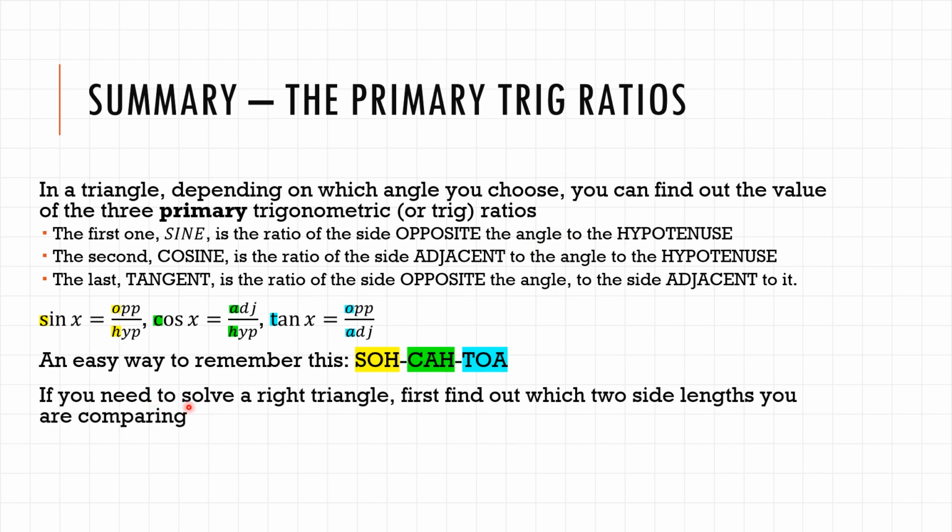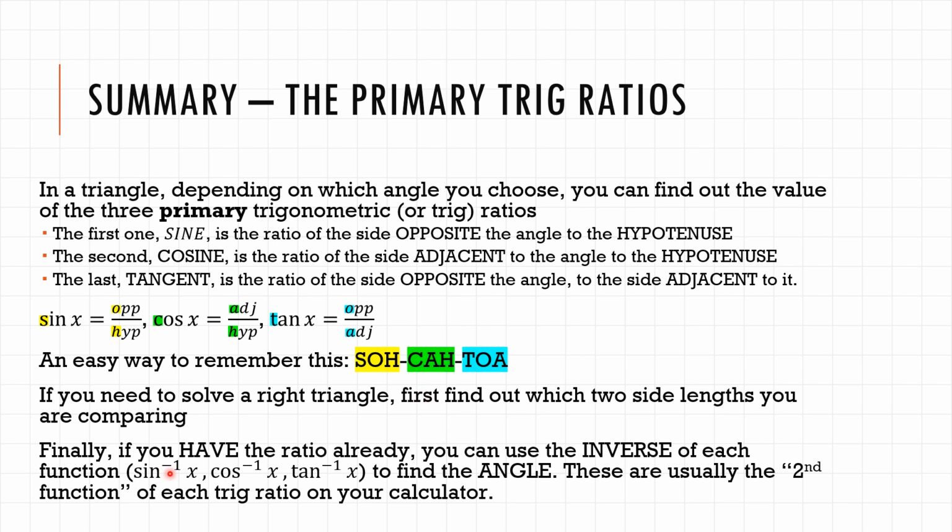So if you need to solve a right triangle, you first find out which two side lengths you are comparing. If you're comparing the adjacent side to the hypotenuse, well, which of these three has an A and an H in it? Only this one. So that means you need to use cosine. And so on for sine and tan.